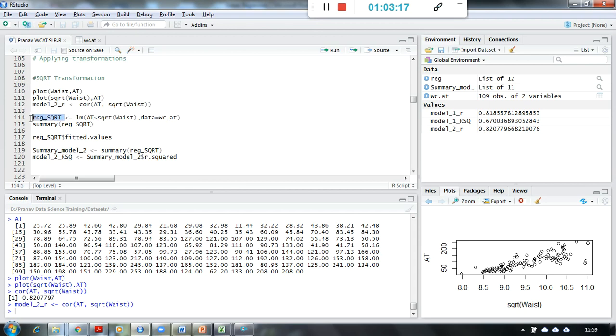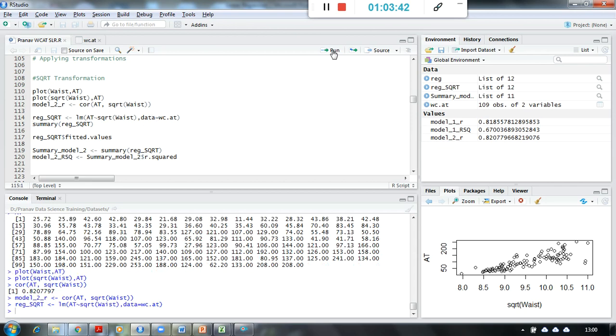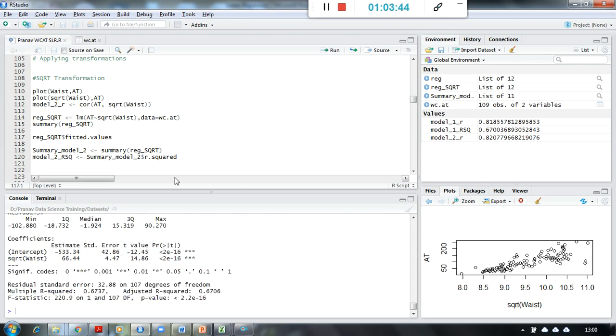So let us build our model. I am giving a name to my model as reg_sqrt, and I am keeping AT as it is and taking the square root of waste. This is lm, tilde, AT tilde square root of waste, and I am passing data over here. Whether you pass it or not, because I have attached, no need to pass every time, but you can pass it as well. There is no issue. My model is ready. Let us check the summary.